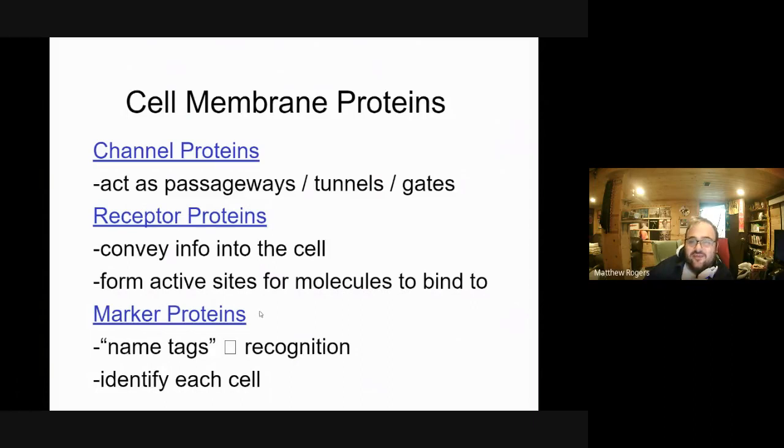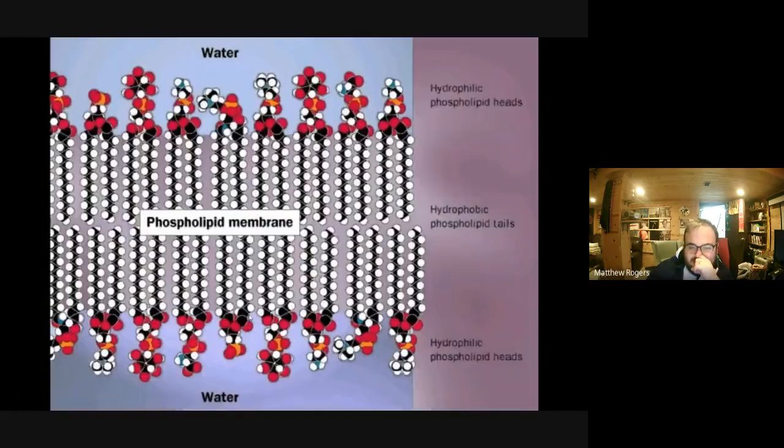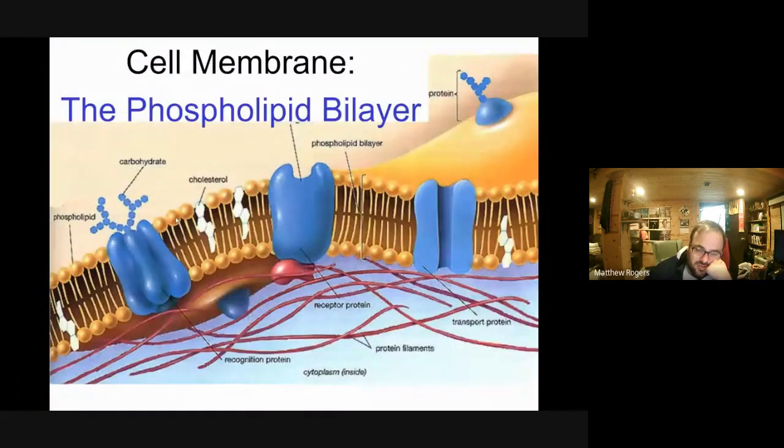Picture just having a name tag on your shirt. It just says, hey, this is who I am. This is what I'm all about. So these three are major things that you'll see on the outside of a cell membrane. If I look here at the picture, you can see we have a receptor protein right here. We have a channel protein right here, which lets things get through. And we also have some name tags over here, recognition protein.